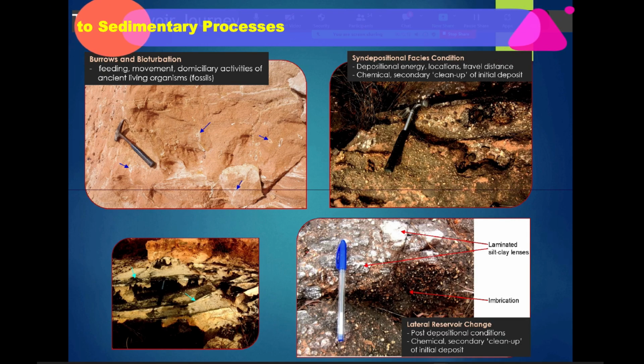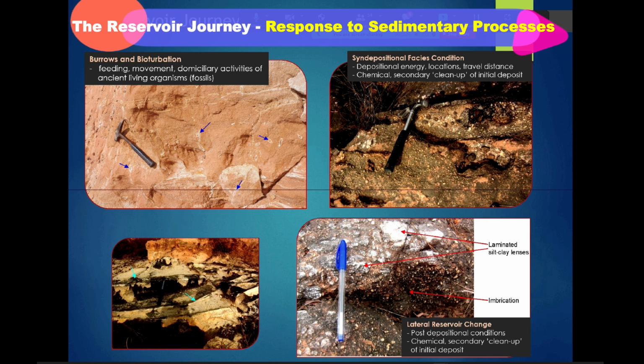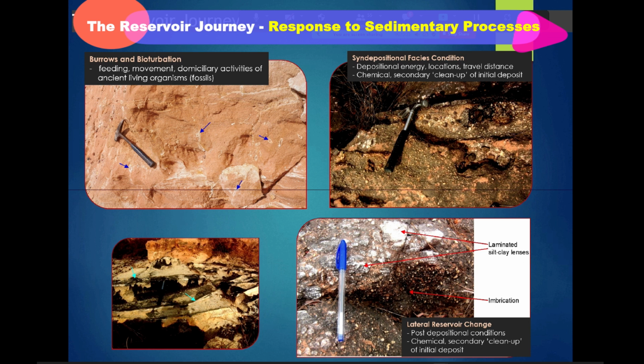So let's continue to look at some of the products. What else can happen to the reservoir? There's something we call burrows or bioturbation if you are a geoscientist, and those are just generally, how do I put it, evidence of past life. While these rocks were originally deposited, there were living things at those times.